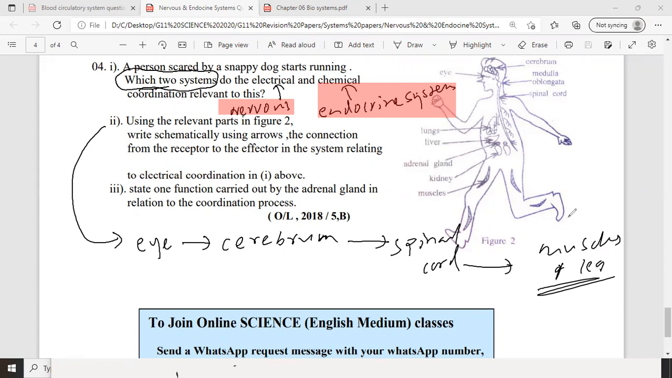Number 3. State one function carried out by the adrenal gland in relation to the coordination process. Adrenal gland, what is the function of the adrenal gland? Secretion of adrenaline hormone. The adrenal gland, in relation to the coordination process, secretes adrenaline hormone. The answer is secretion of adrenaline hormone. Write the answer for the last part. That is the function of the adrenal gland. Right, so that's all for this paper: nervous system and endocrine system.